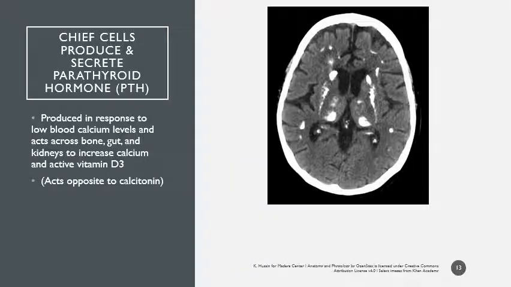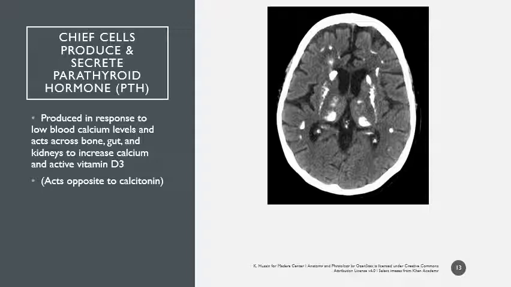So those cells include chief cells in the parathyroid gland. They are responsible for secreting parathyroid hormone. So again, a very intuitive hormone name. Now that acts opposite to calcitonin. It is produced when you have low blood calcium levels. There are receptors for it, again, in your bone, gut, and kidneys. And so that serves to reverse that process. It increases calcium levels, it activates vitamin D3. So now at this point, you're raising blood calcium levels back to the normal range.